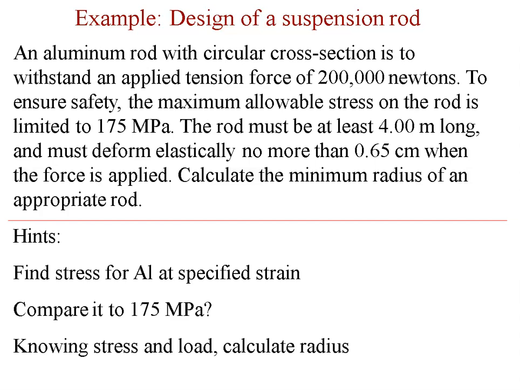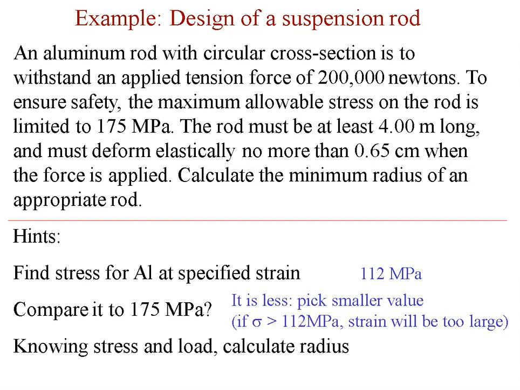So the strain is 0.65 times 10 to the minus 2 meters divided by 4 meters. We plug that into Hooke's law. We look up the Young's modulus for aluminum, which is 69 gigapascals. So multiplying 69 gigapascals by the strain, we find a corresponding stress of 112 megapascals. We want to compare that to 175 megapascals. Obviously, it's less. We go with a smaller value here, 112 megapascals.